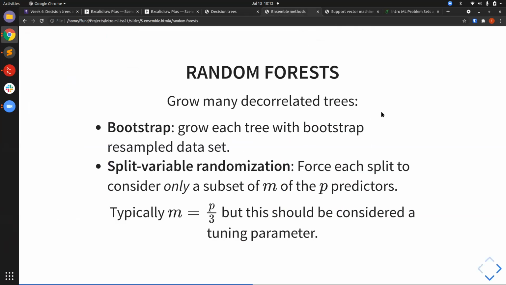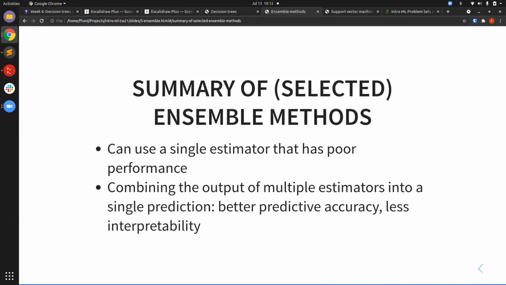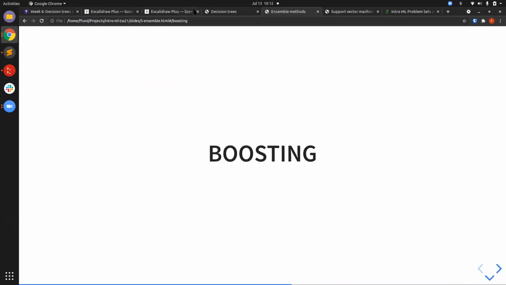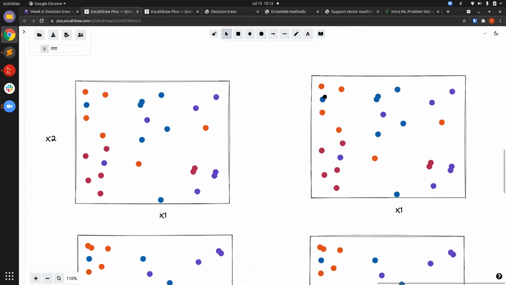less correlated. So random forest is a combination of bagging, so using bootstrap aggregation, and split variable randomization, where I force each split to consider only a subset of the predictors. And this leads to less correlated trees than bagging alone. Okay. So that was one way of, let's say, improving overall performance by reducing variance.